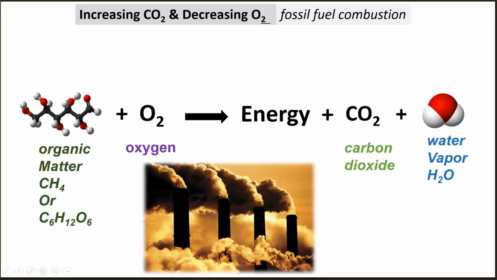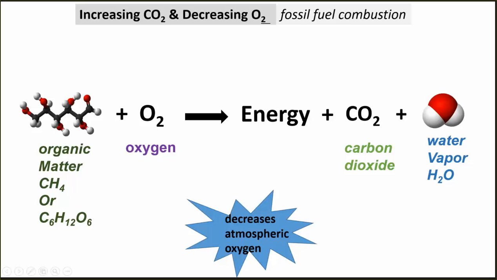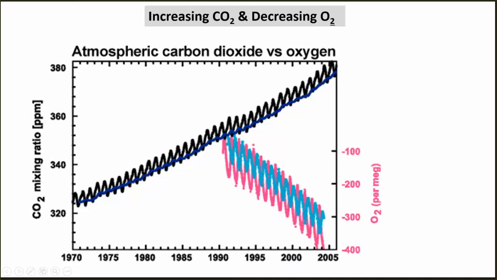Decreasing atmospheric oxygen is a direct result of the burning of fossil fuel. In the fossil fuel combustion formula, organic matter uses oxygen to produce heat energy with CO2 and water vapor as byproducts. This process decreases oxygen.